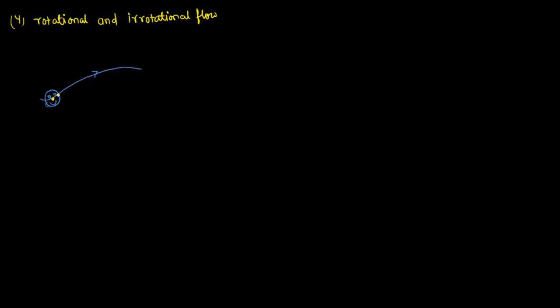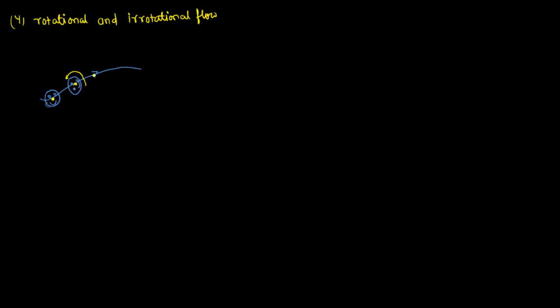But when it moves from this position to another position, let's suppose it is here, then the position of this fluid particle will look like this. This is the center of rotation here. So you can see, when it's moving along this line, it is rotating.